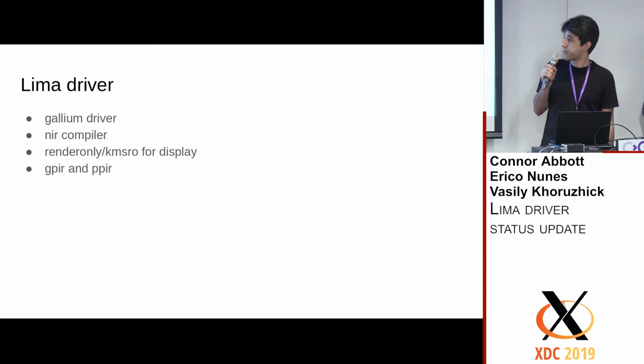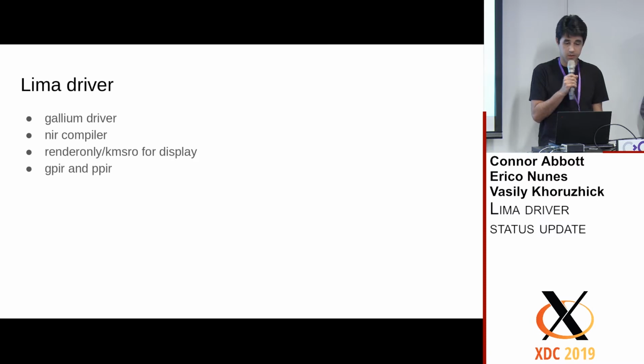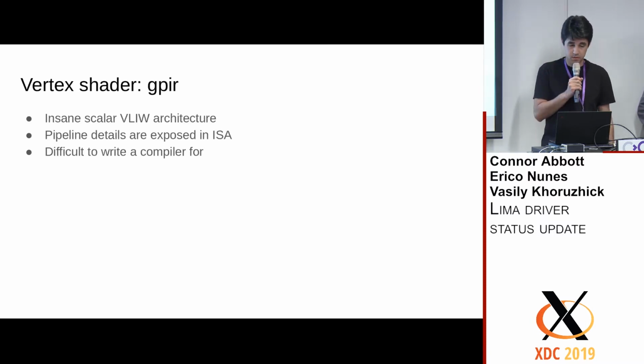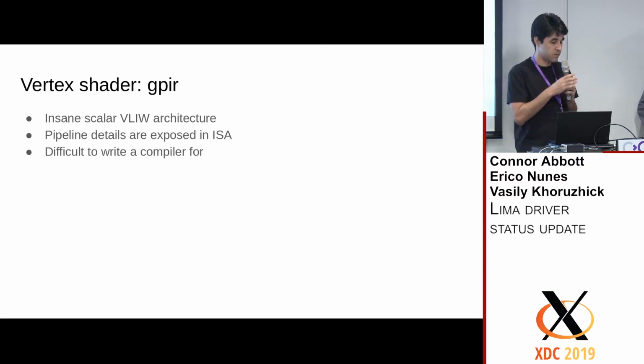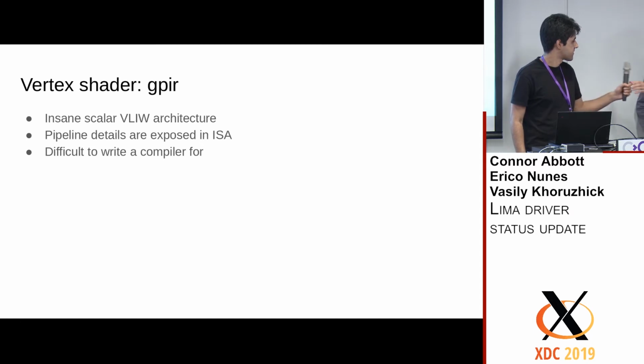And we have two different compilers, which are the gpir and ppir. So we're going to talk about those, and I will pass the word to Connor to give us some more details about the gpir, the Vertex shader compiler.